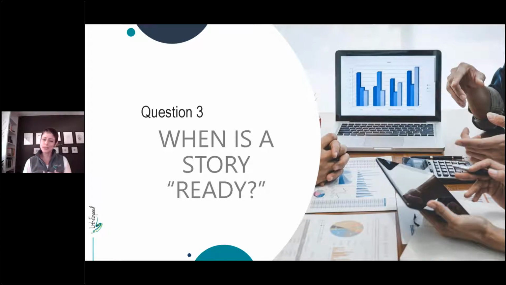Is the story these things? Then there's a good chance that it's ready. And so it's INVEST. The I is independent, meaning that it's kind of a standalone story. It is negotiable. That's the N. That means that you didn't contract to have this work.